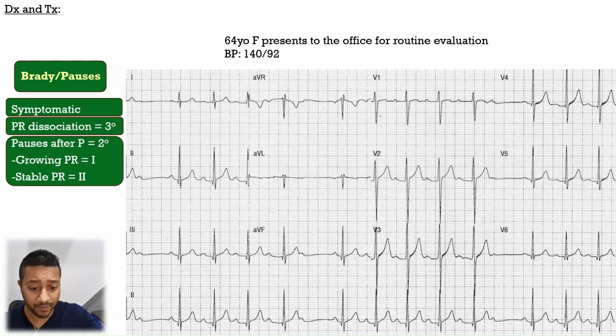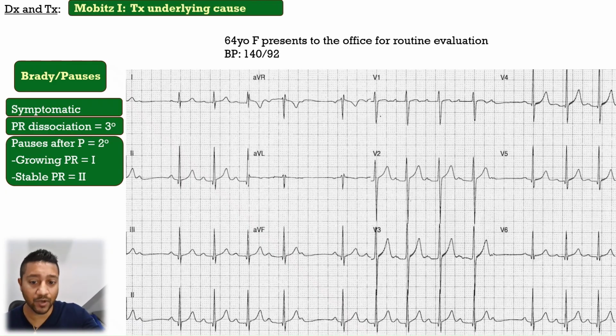Do I see any complete PR dissociation, right, where I see that the P waves are moving at their own rate and the QRSs are moving at their own rate? No, I don't really see that. Do I see instead some pauses after the P? And I certainly do. I see a few areas here where after a P wave, there's just a straight up pause. And it does look like that PR interval seems to get longer, longer, longer before I finally drop one of the QRSs. So inherently, I know that I'm dealing with a type 1 second degree heart block.